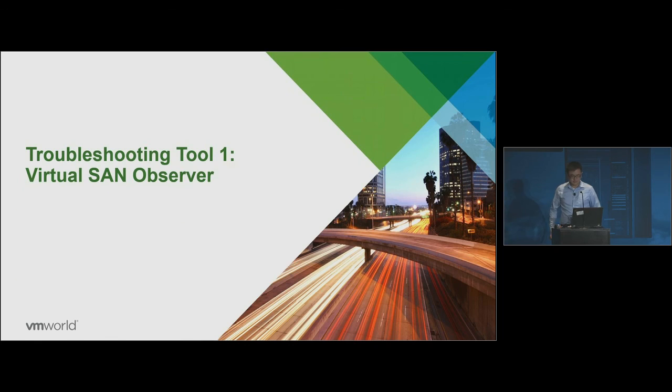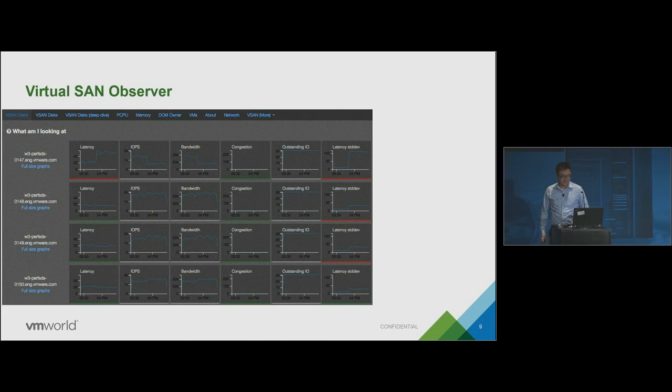Now, I'm going to talk about the first performance troubleshooting tool of today's talk, VirtualSAN Observer. Many of you might have already used it before, but some of you might not. So let me first give a brief introduction of the VirtualSAN Observer. Like I showed on the slides right now, it's a screenshot from the VirtualSAN Observer. It basically is a web page that consists of a lot of performance data.